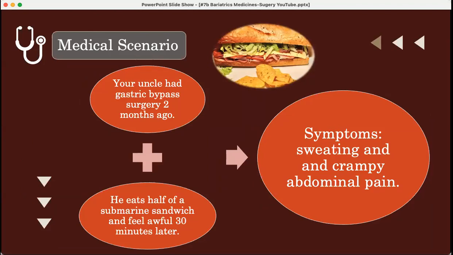Medical scenario. So your uncle's had a gastric bypass a couple months ago. He really wants to eat that sandwich. So great big hoagie sandwich, lots of bread. 30 minutes later, he starts feeling awful. He develops sweating, feels terrible, getting crampy abdominal pain.